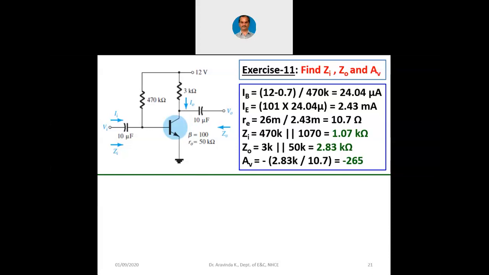You can see in this particular circuitry, input impedance is supposed to be high, but it is actually very low, only 1.07 kilo ohms. Output impedance is supposed to be very low, but you can see that it is higher than the input impedance itself. Whereas voltage gain is at least satisfactory, 265 times. So this was the discussion of the base bias yesterday. Let me continue today's class.